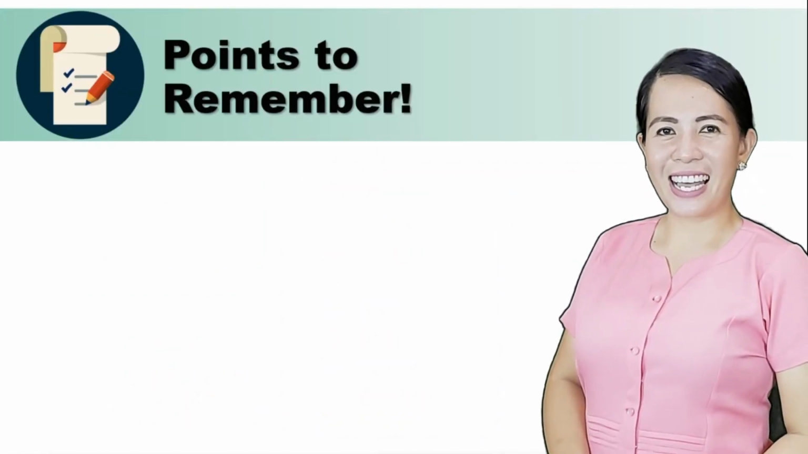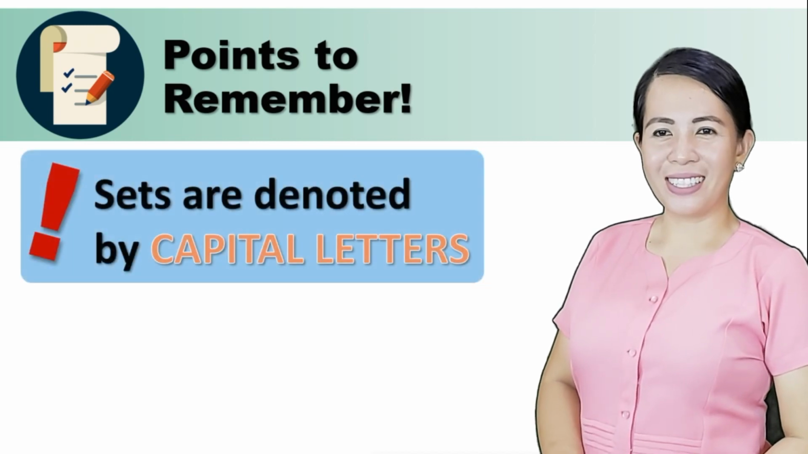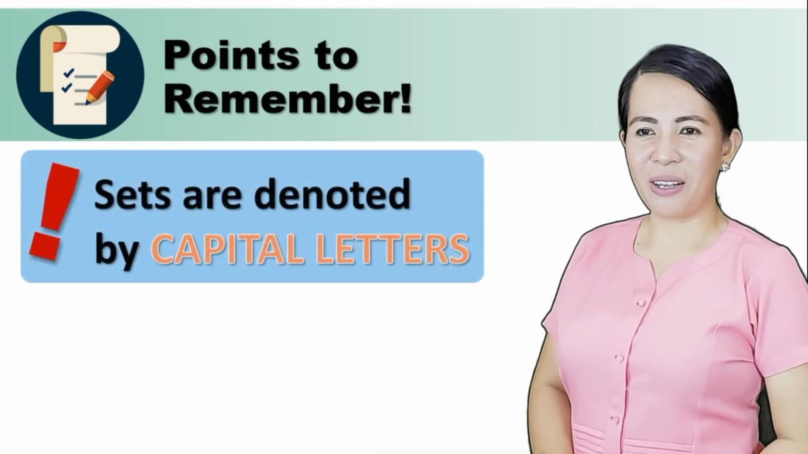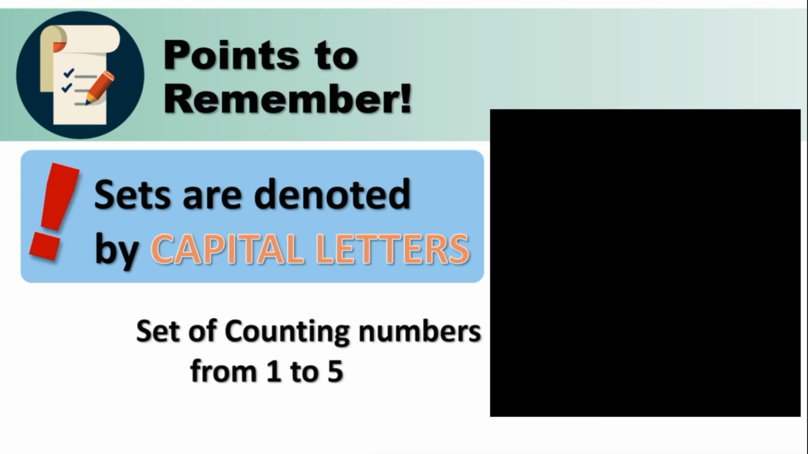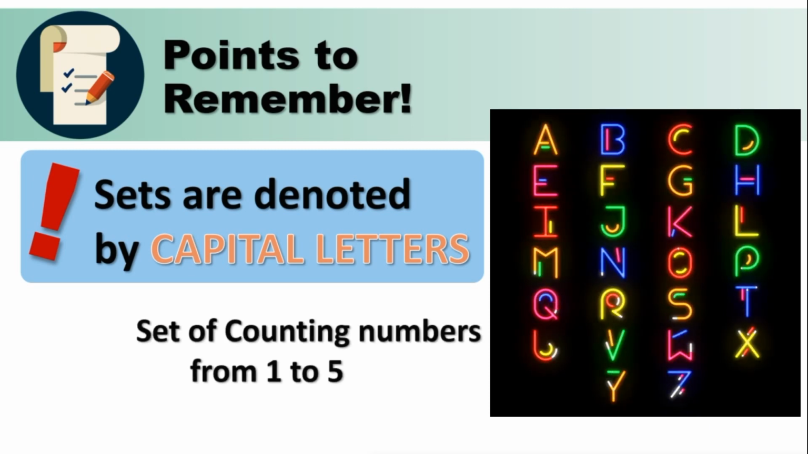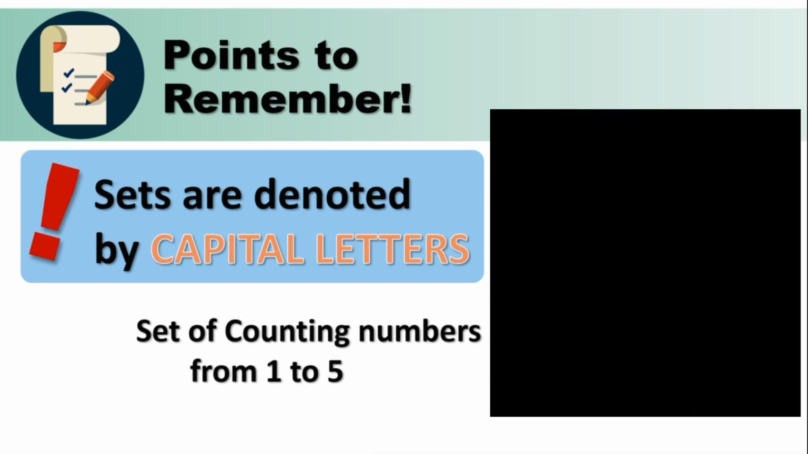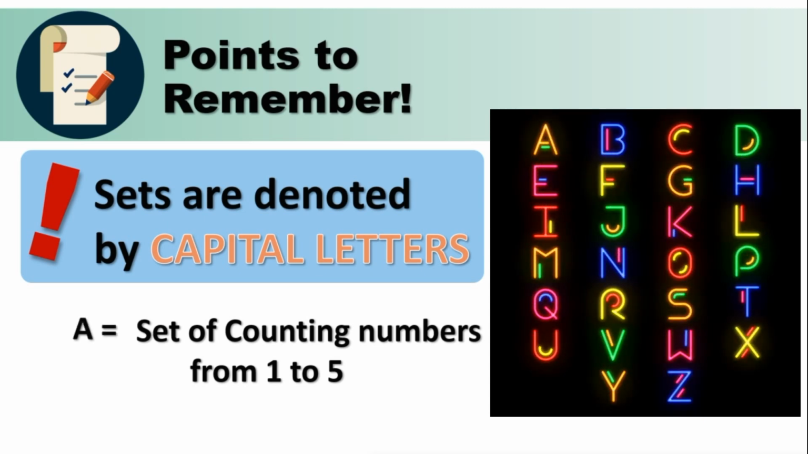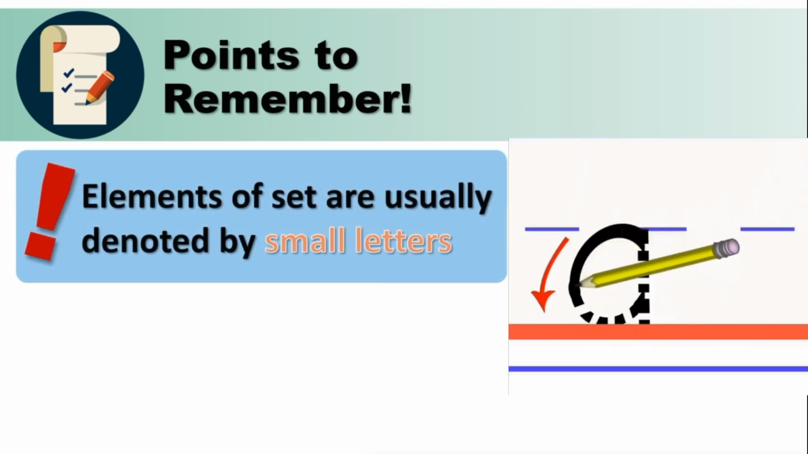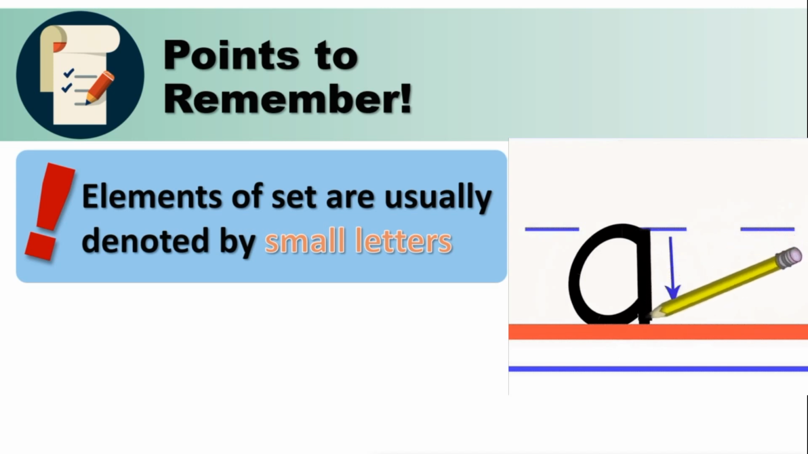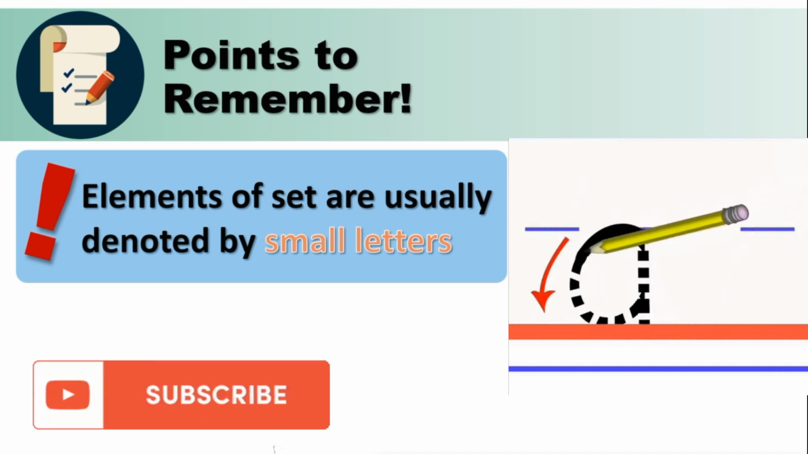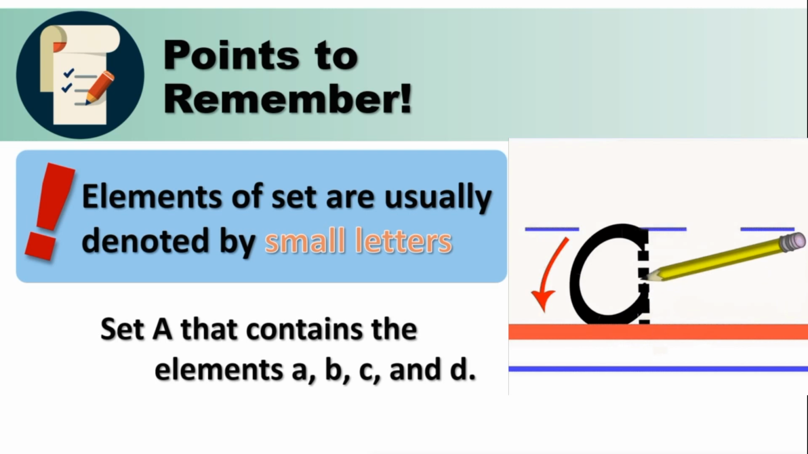Let's take note of the important points about set. Number one, sets are denoted by capital letters. For example, set of counting numbers from 1 to 5 is denoted by capital letter A. Number 2, elements of set are usually denoted by small letters. For example, set A that contains the elements a, b, c, and d.